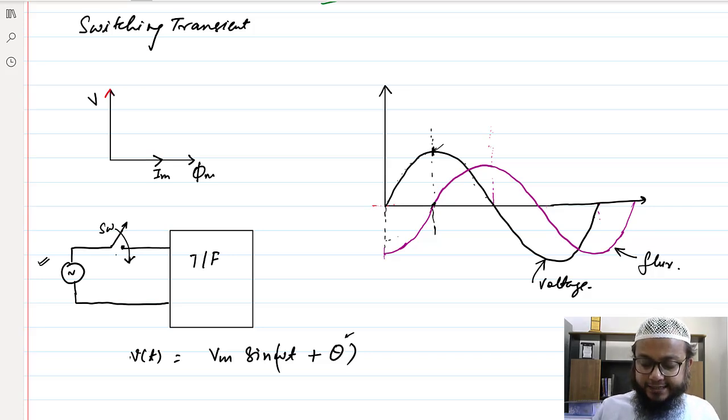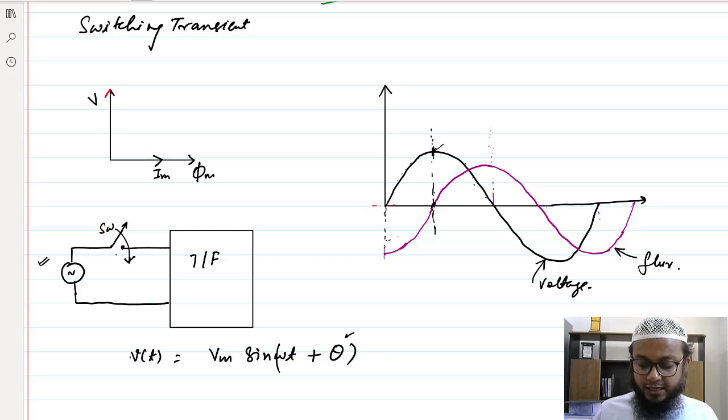Obviously at that time the flux requirement is 0. As per the mathematics, the flux is 0 at that time, and in the physical sense the flux is also 0 there. So that means there is no problem. If I'm turning on at this moment, there is no problem of transient conditions.